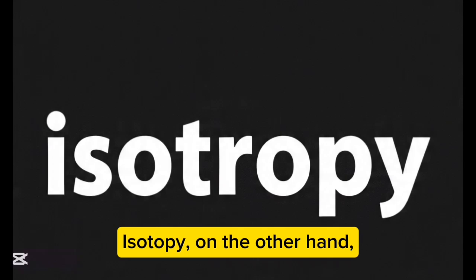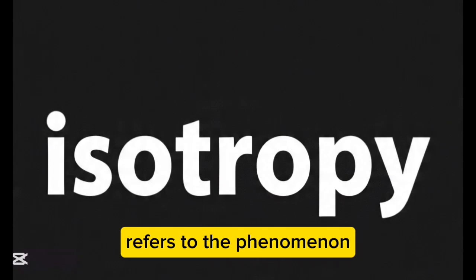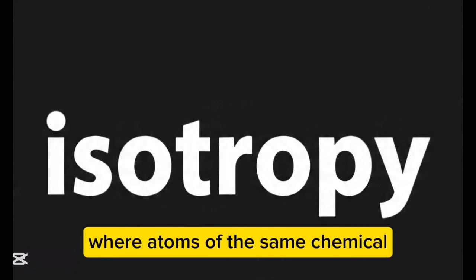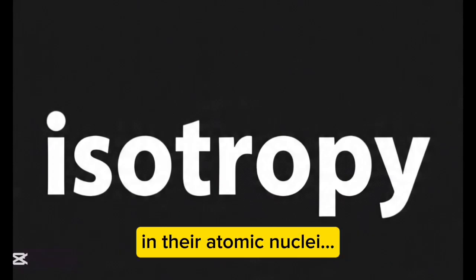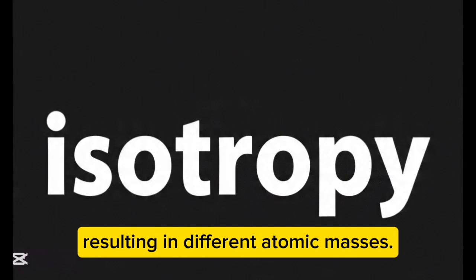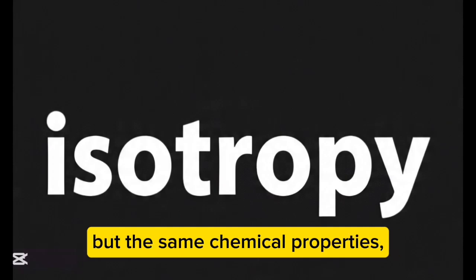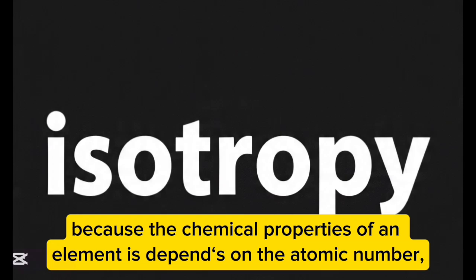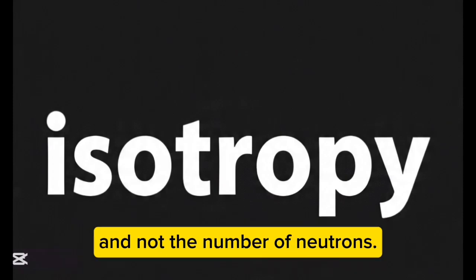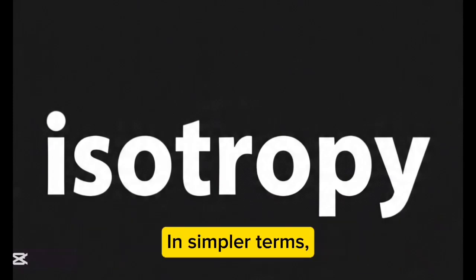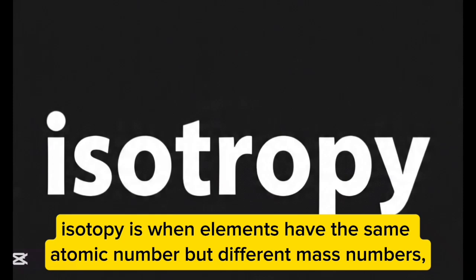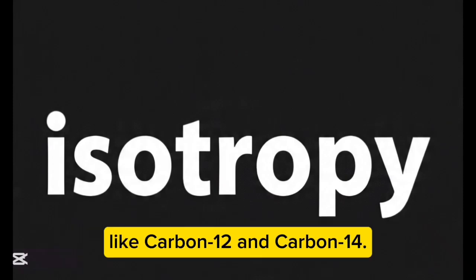Isotopy. Isotopy, on the other hand, refers to the phenomenon where atoms of the same chemical element have different numbers of neutrons in their atomic nuclei, resulting in different atomic masses, but the same chemical properties, because the chemical properties of an element depend on the atomic number, and not the number of neutrons. This means that these atoms have the same number of protons, atomic number, but different mass numbers. In simpler terms, isotopy is when elements have the same atomic number but different mass numbers, like carbon-12 and carbon-14.